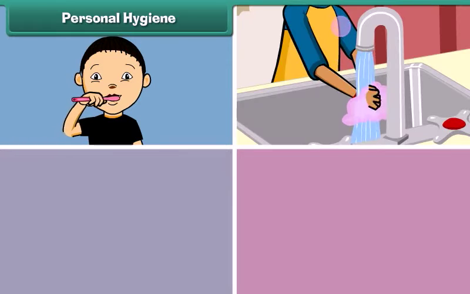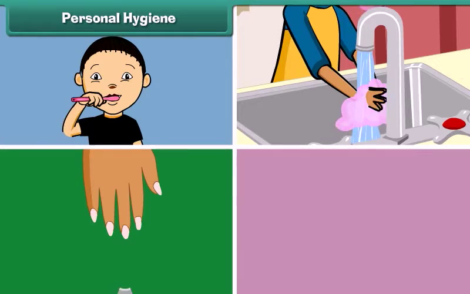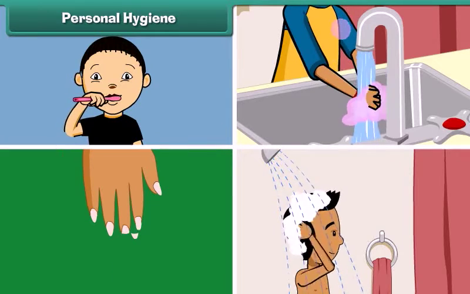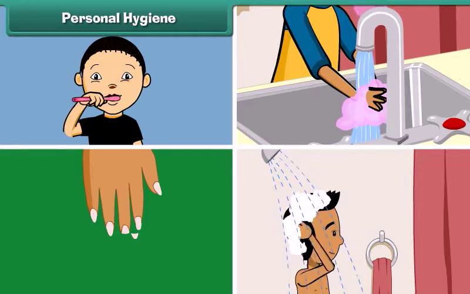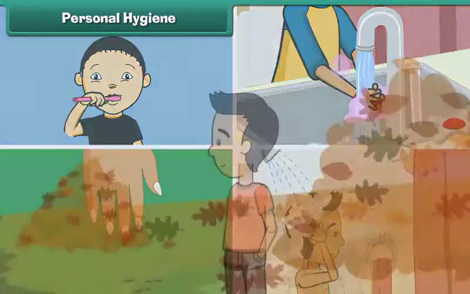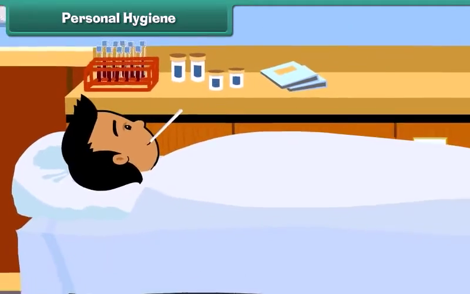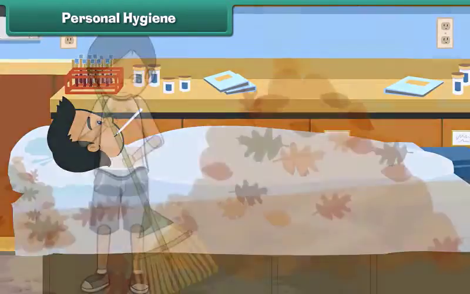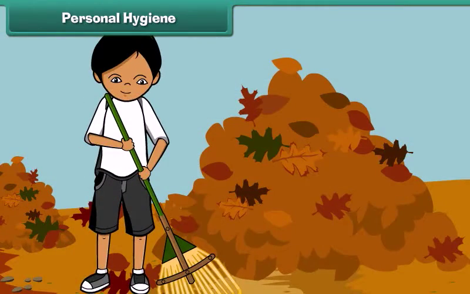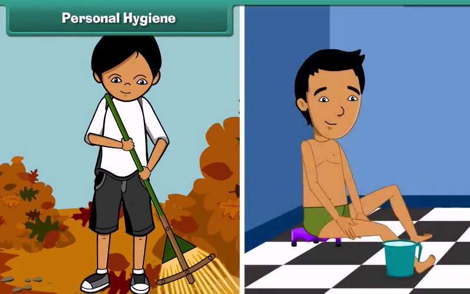Personal hygiene. Personal hygiene involves keeping one's teeth, hands, nails, hair, body, and clothes clean. That is not enough. A clean body in a dirty surrounding can take ill. So it is important that we keep our surroundings clean as well. Personal hygiene and cleanliness of surroundings go hand in hand.